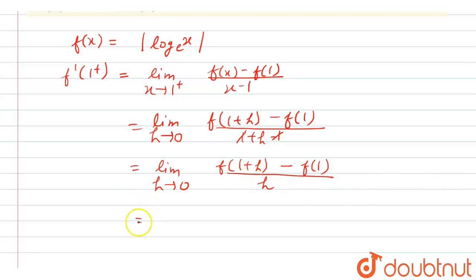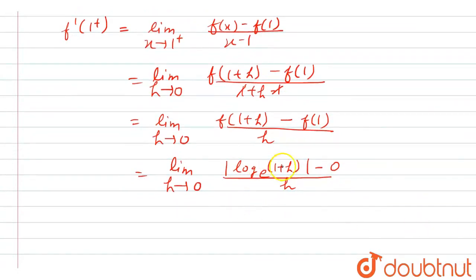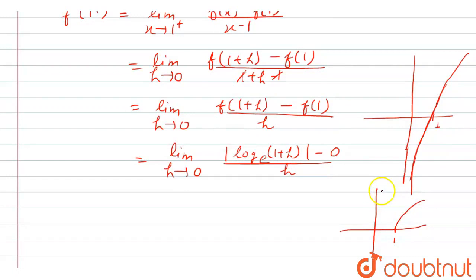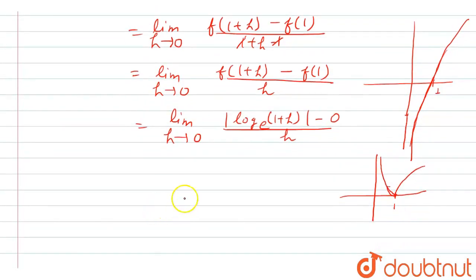Now here, limit h tends to 0, f(1 plus h) will be mod log (1 plus h) base e minus f(1), and we know that the value of log 1 is 0, upon h. Now 1 plus h will be a positive quantity, and if we see the graph of log x, then at x equals 1 the function is 0. Now here it is mod log x, so the function is of this type. At x equals 1 the value is 0, and this value will be positive. Now we can see that the value is always positive.